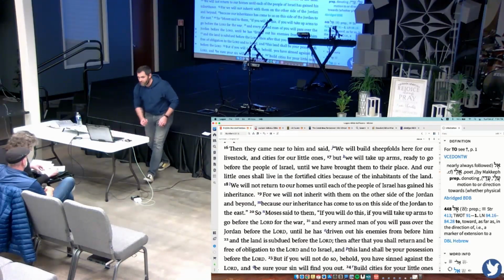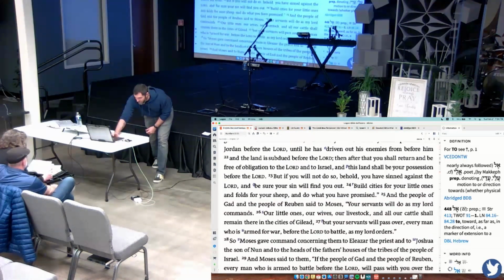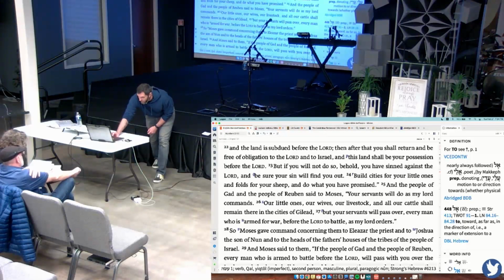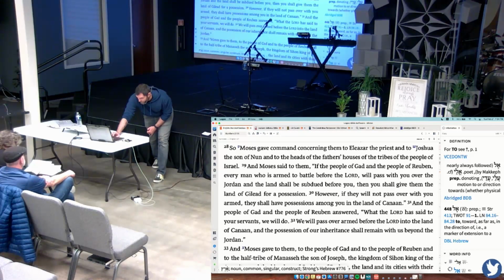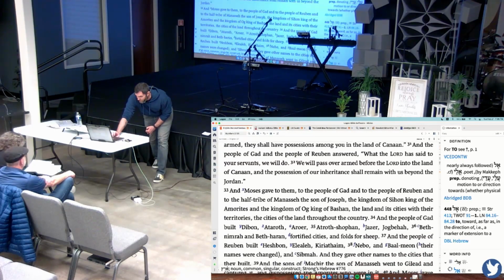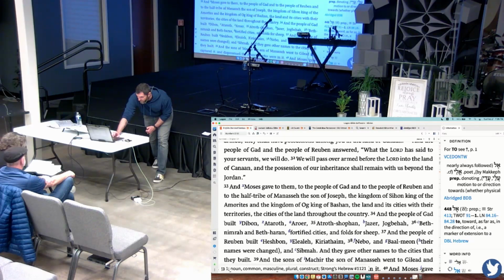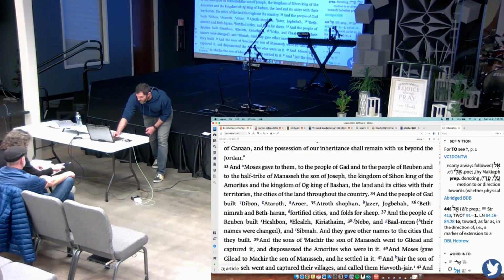They say, we're going to build houses, we're going to build sheepfolds, we're going to leave our families here, but we'll send our fighting men in to conquer the land. And once Yahweh has driven out his enemies before him and the land is subdued before Yahweh, then after that we'll be free to return and we'll possess this land before Yahweh. So that's the arrangement that they arrive at. And Moses says, yeah, that's fine. What Yahweh has said to your servants we will do. We will pass over armed before Yahweh in the land of Canaan, and the possession of our inheritance shall remain with us beyond the Jordan.